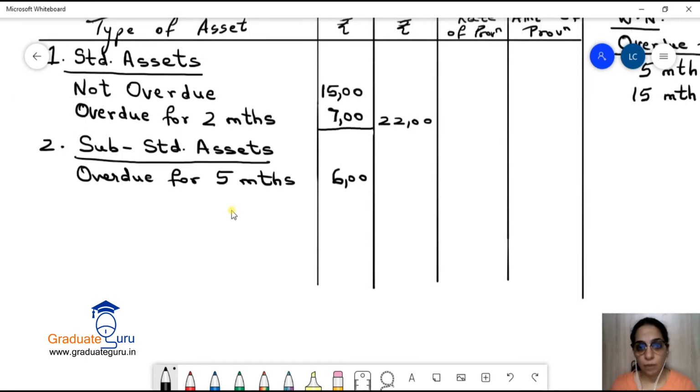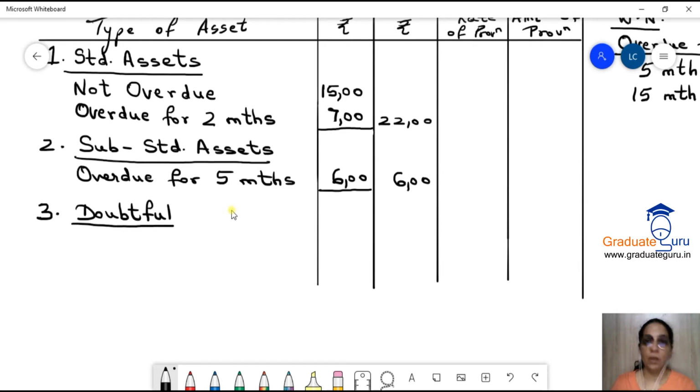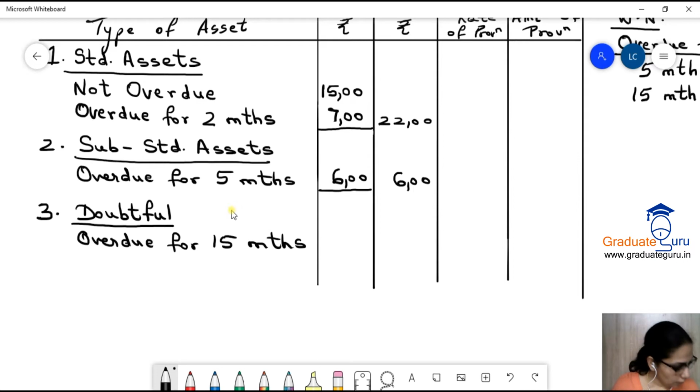So यहाँ पर इसका हम total बाहर ले लेते हैं. This is only 600, that is 600 lakhs. And then we write our third category, which is doubtful. Okay, and in doubtful category, we will say first one, overdue for 15 months. Let's check the amount in the sum. The amount for 15 months is 400.